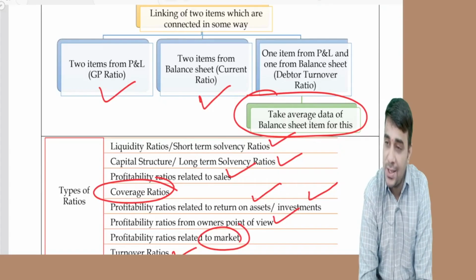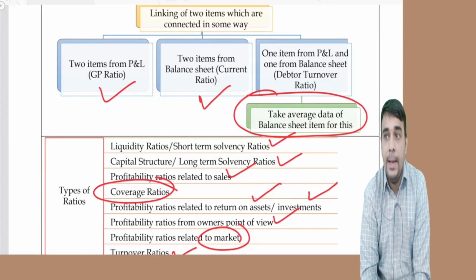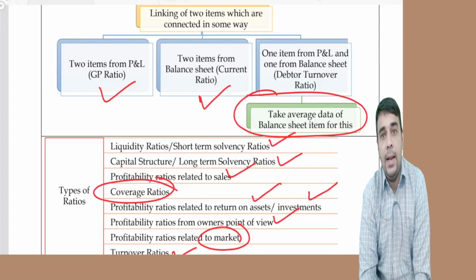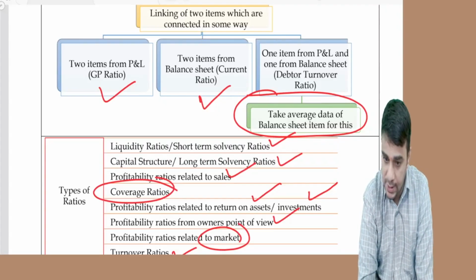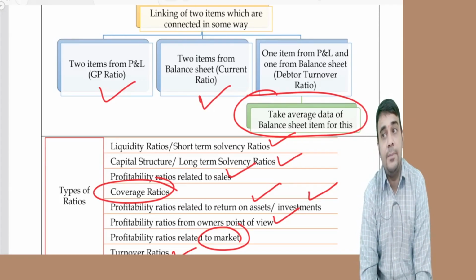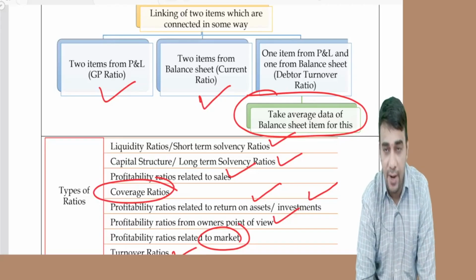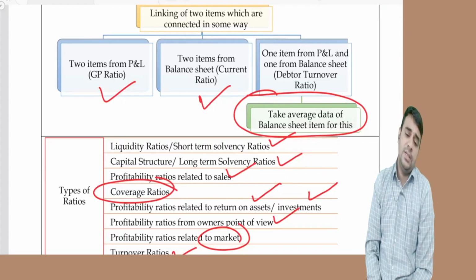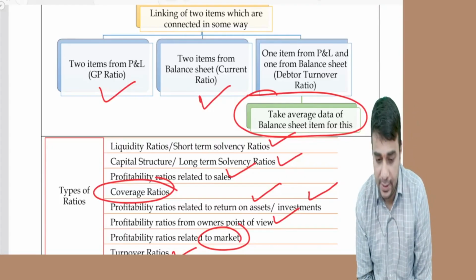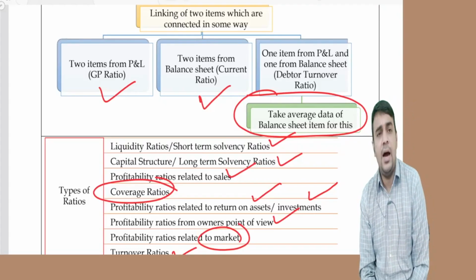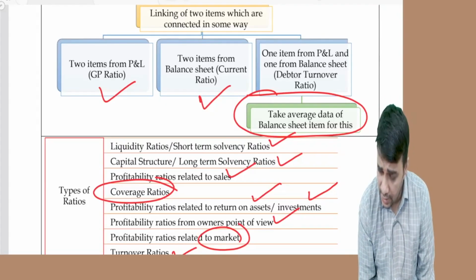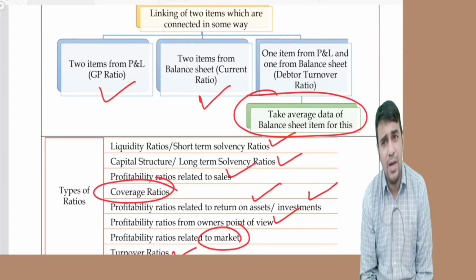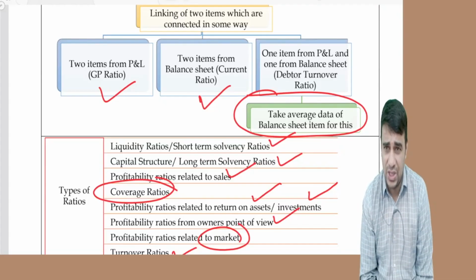Profitability ratio related to return on asset or investment. ROA formula, EBIT into 1 minus tax rate divided by total asset. ROI or ROCE formula, EBIT or EBIT into 1 minus tax rate divided by capital employed. ROE formula, EAES divided by amount of equity. Then we saw some ratio from owner's point of view. Earnings per share formula, EAS by number of equity share. Dividend per share formula, total dividend divided by number of equity share.